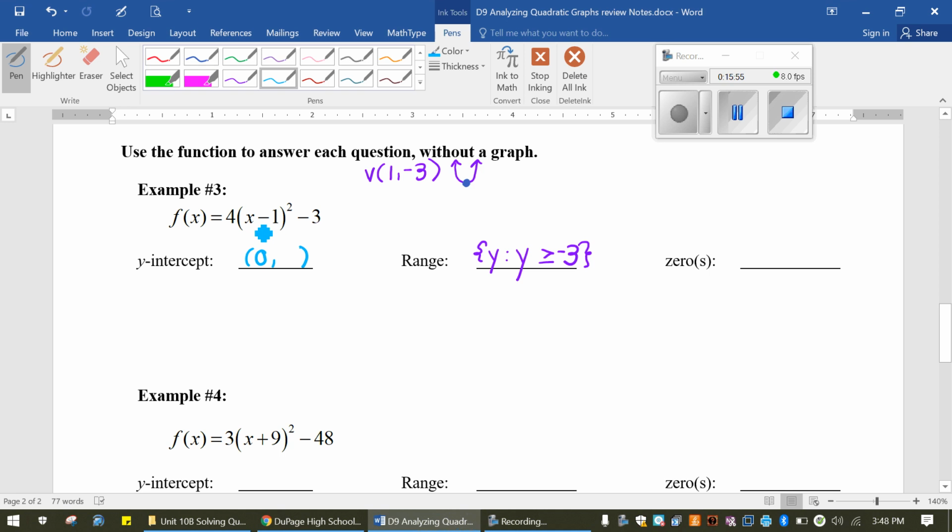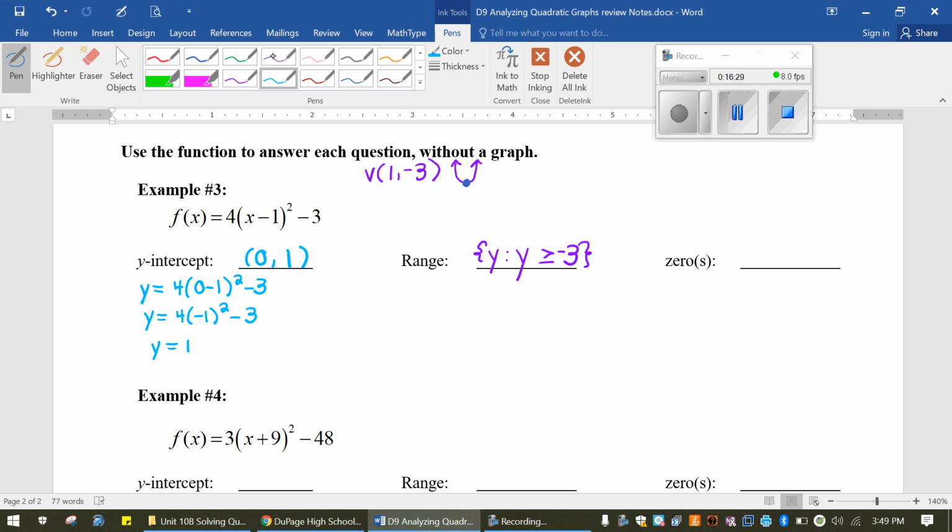We actually have to substitute it into vertex form. We can't look at it to see what the y-intercept would be. So we're going to say y equals 4 times (0 minus 1) squared minus 3, or y equals 4 times negative 1 squared minus 3. You can type that all into your calculator at one time. What you should end up with is a 1. So my y-intercept there is (0, 1).